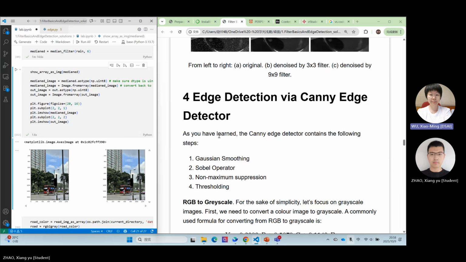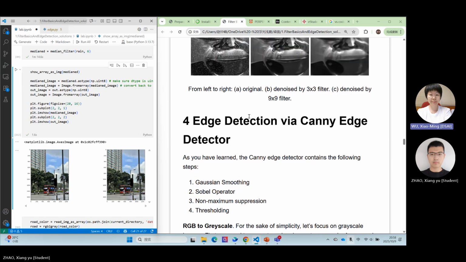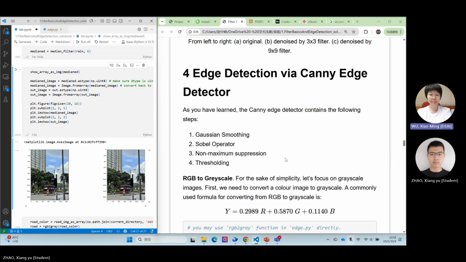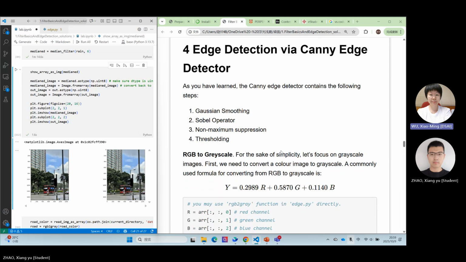Then we can see the edge detection via Canny Edge Detector. As you have learned, the Canny Edge Detector contains the following steps. The first step is the Gaussian smoothing. And the second step is the Sobel operator. Then we can use the non-maximum suppression to process the Sobel operator's images, and finally we use the thresholding to get the final results.